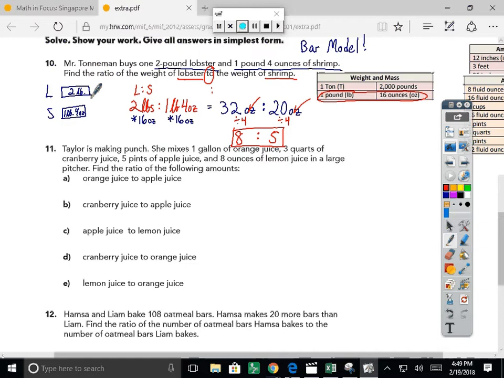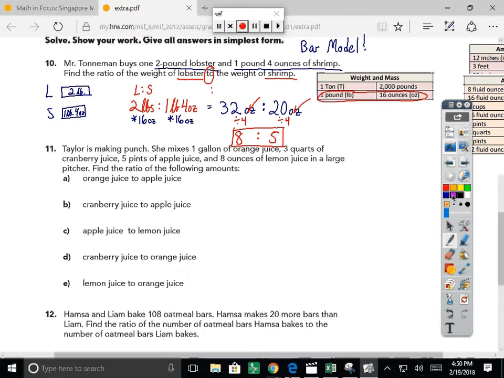All right, next we're going to take a look at number 11. This one is kind of challenging unless you do all your conversions first. So I'm going to show you how I think we should approach something like this. So number 11, Taylor is making punch. She mixes 1 gallon of orange juice, 3 quarts of cranberry juice, 5 pints of apple juice, and 8 ounces of lemon juice in a large pitcher. Find the ratio of the following amounts.